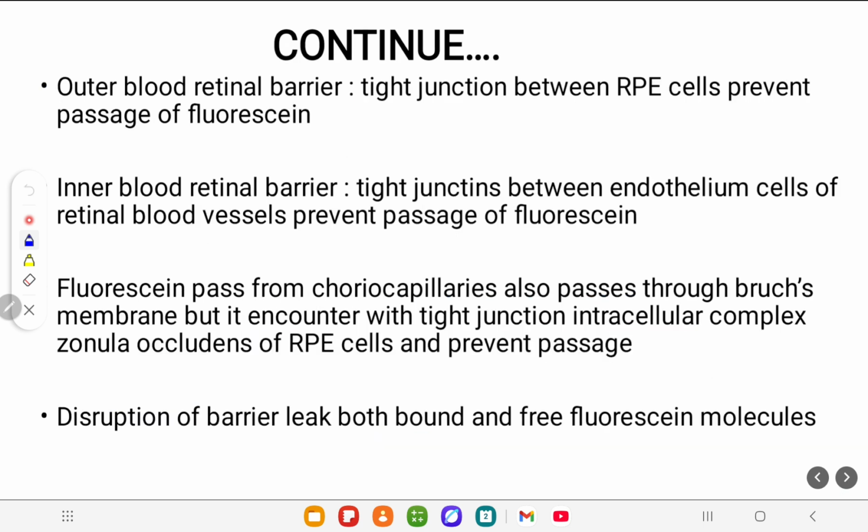Then here we come to the outer blood retinal barrier. What is the outer blood retinal barrier? It's very simple, isn't it? Tight junctions between RPE cells prevent the passage of fluorescein into the retina. So what is the inner blood retinal barrier? We know it. Tight junctions between endothelial cells of retinal blood vessels prevent passage of fluorescein into the retina. So the inner and outer blood retinal barriers prevent fluorescein from passing into the retina. Whenever there is a problem and these junctions are not functioning properly, then we will see fluorescence in the retina.